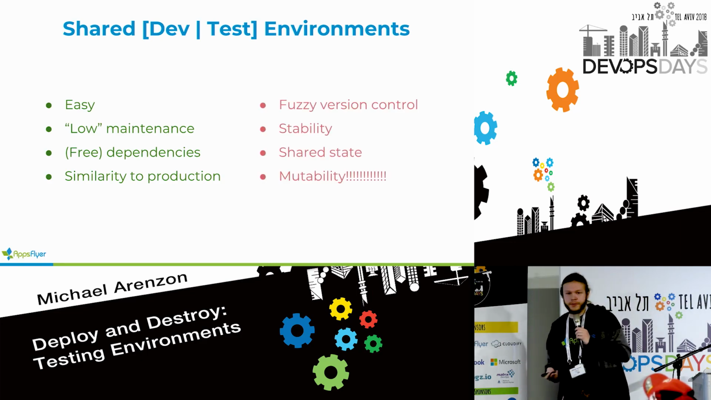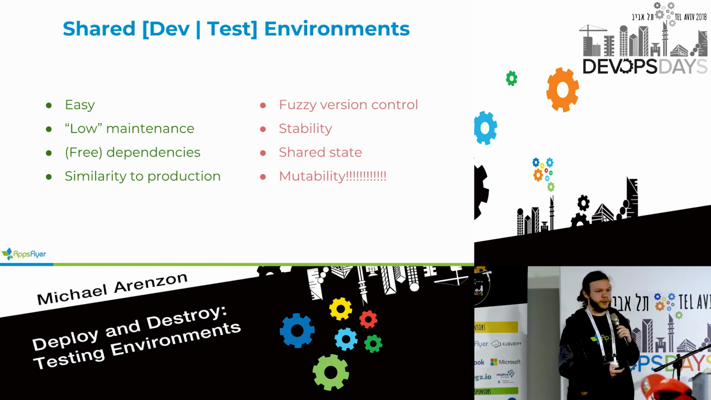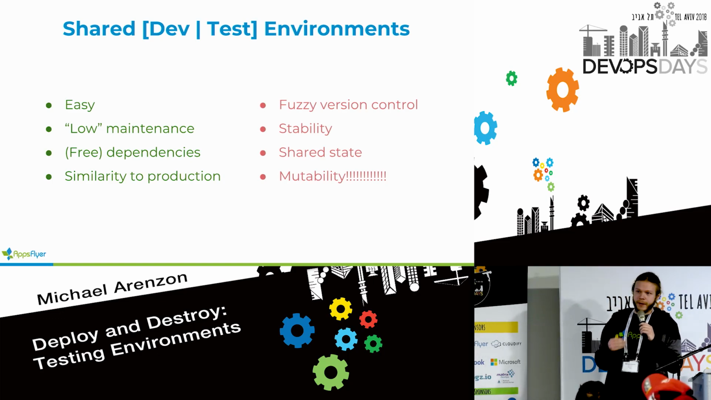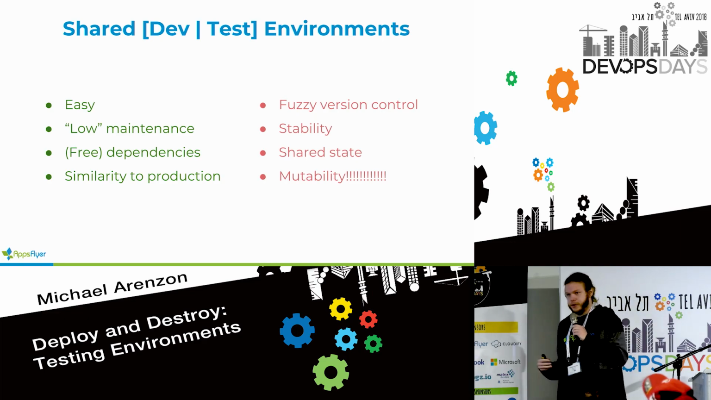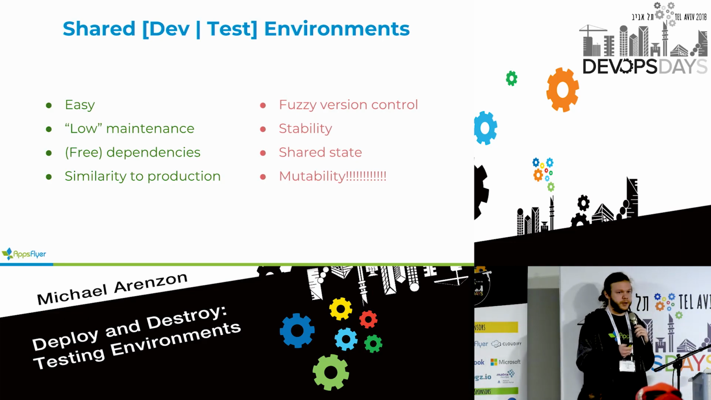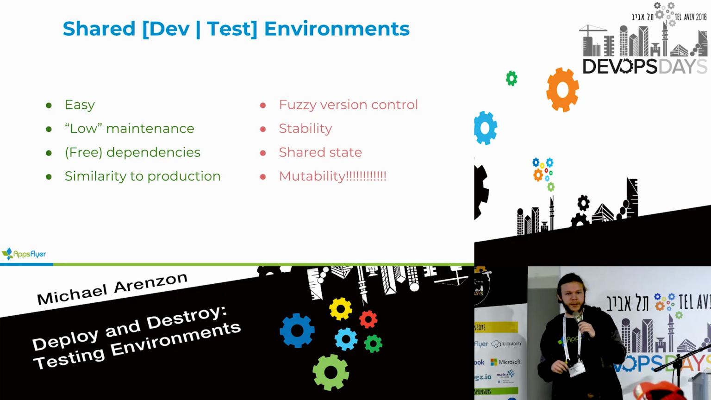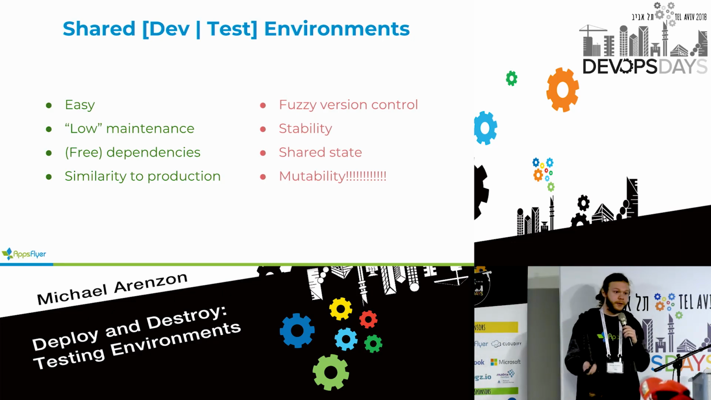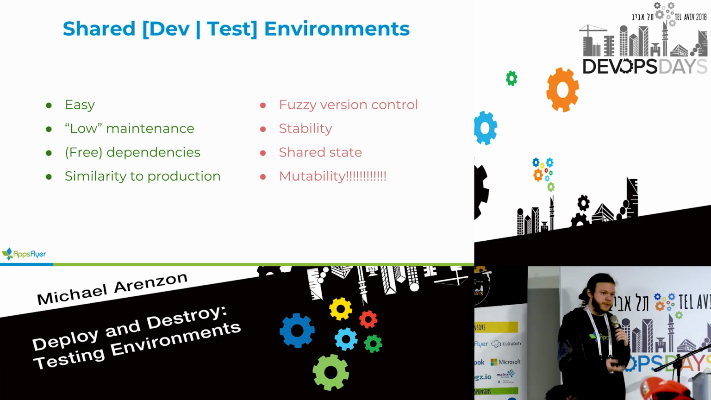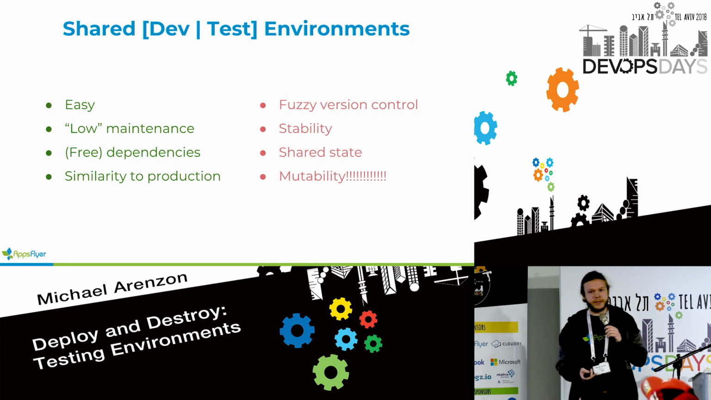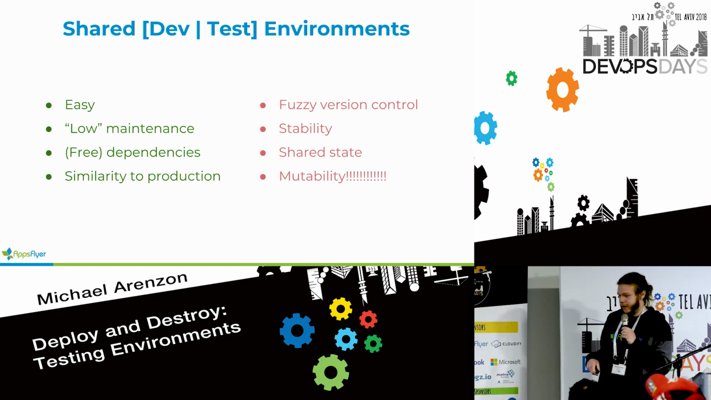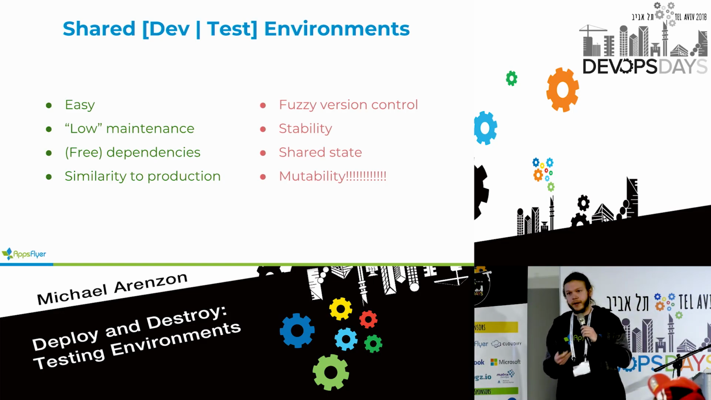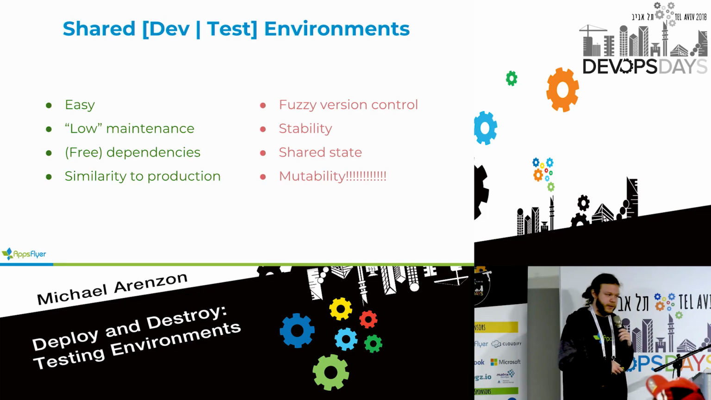But it has some trade-offs. The first one is fuzzy version control. It means that we never actually know which versions, which code, is running in the shared environment. Maybe I deploy my code to the test environment today, but 2 hours later some other teammate deploys changes. I can never be sure what's running in that environment. Then stability: who's actually responsible for that environment? What happens if it falls down? Does DevOps handle it? Do the developers? The boundaries of responsibility are never clear.